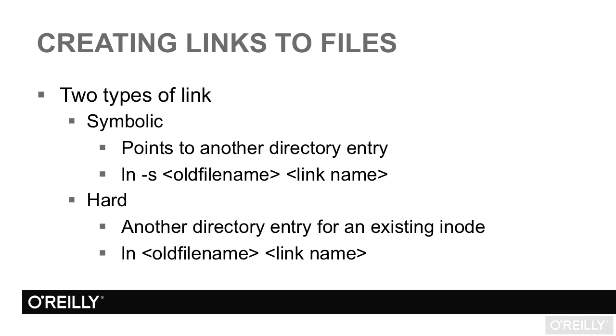There are two types of link. The symbolic link, which is a directory entry that refers to another directory entry, and the hard link, which is a directory entry that points to the inode table entry of an existing file. LN stands for link. It creates the links between files. It takes two parameters. The first is the file that already exists. The second is the name you want the link to have. It also takes a flag, minus S, to tell it to create a symbolic link rather than a hard link.